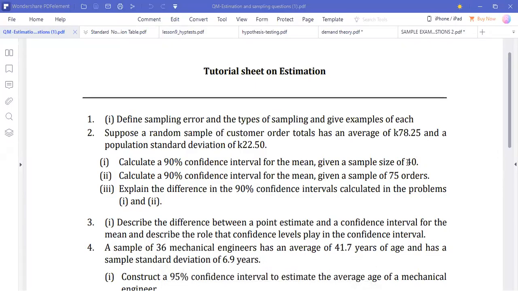Welcome to our session on estimation, sampling, and hypothesis testing. Estimation, sampling, and hypothesis testing.